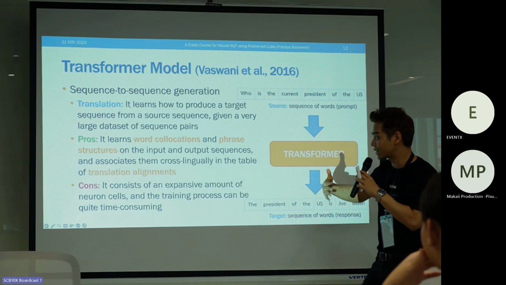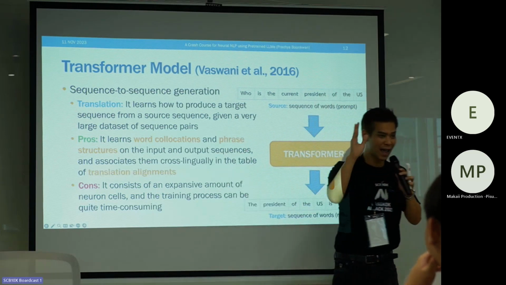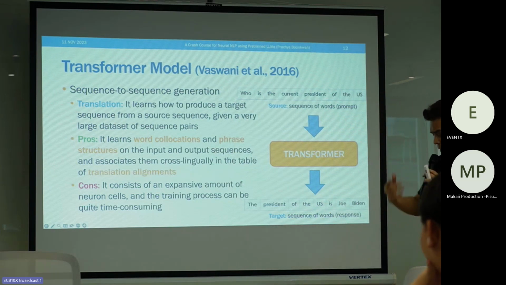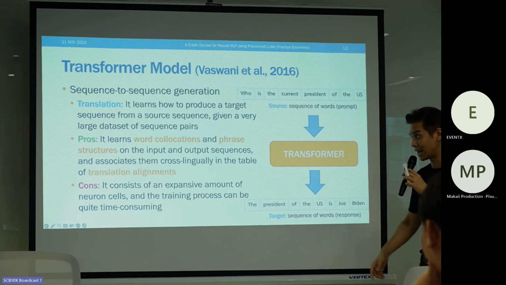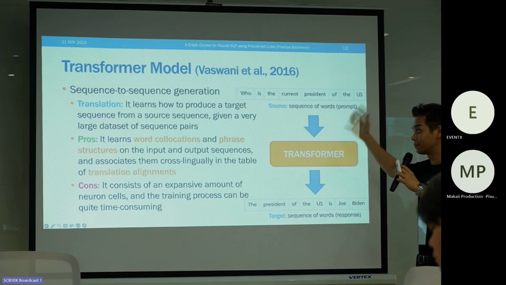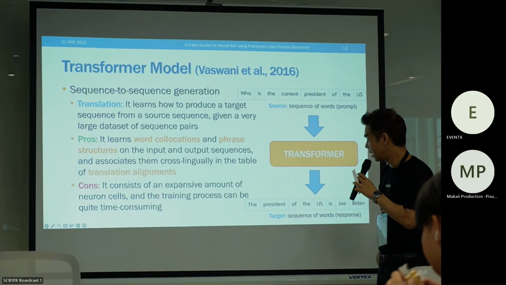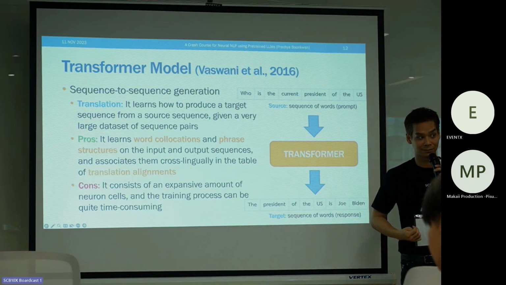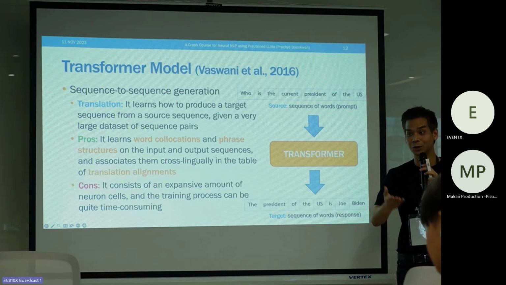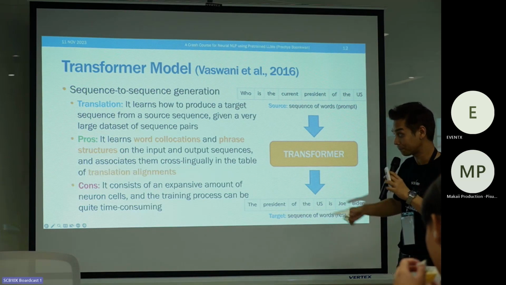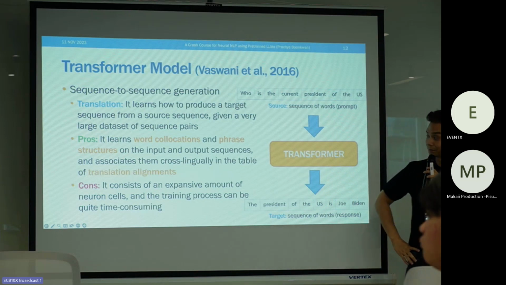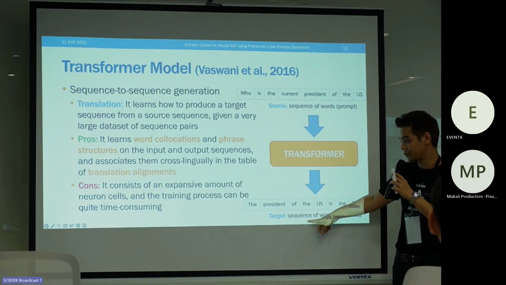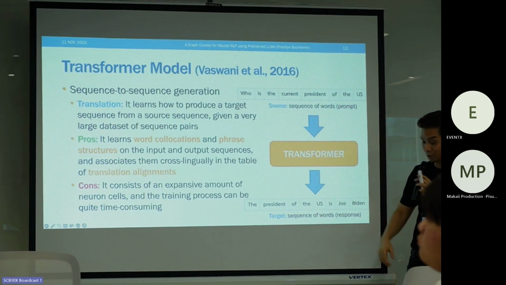The sequence-to-sequence model has been around for ages, since 2010, if I'm not mistaken. But now it becomes transformer. The transformer was actually designed for machine translation, believe it or not. Google Translate that you're using today is actually based on transformer. The basic idea is very simple. You've got a source sequence, and then you learn how to generate the target sequence.